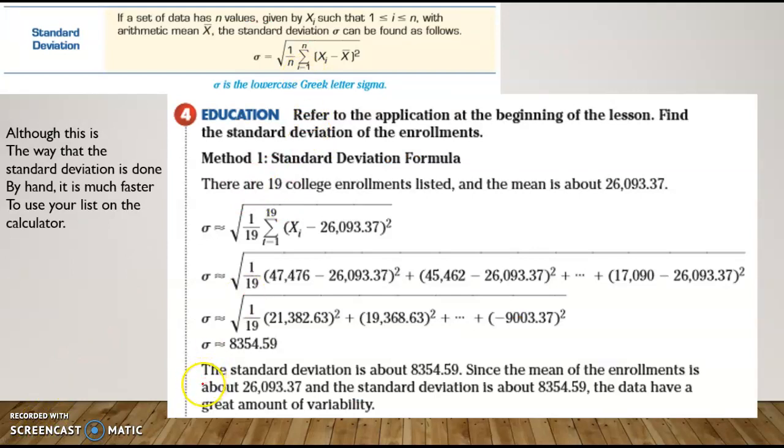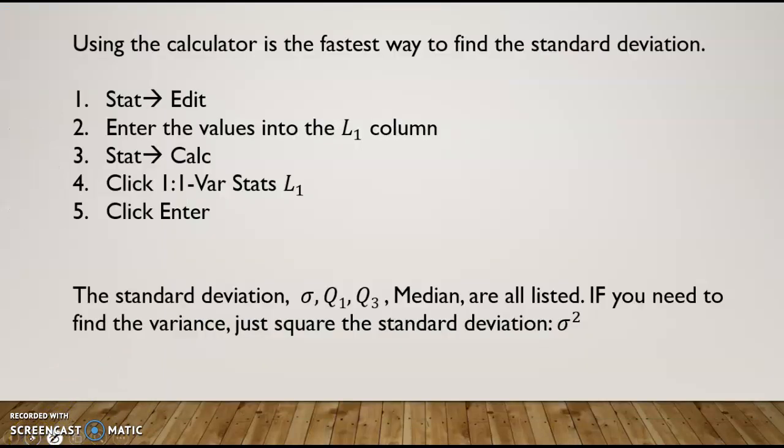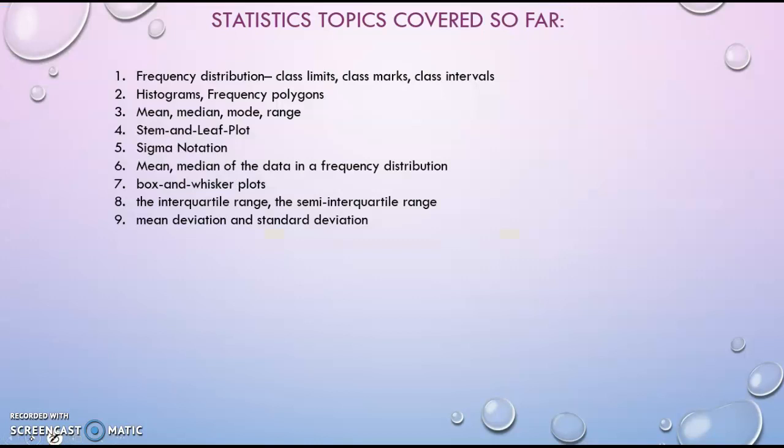I probably will start that next with the normal distribution. This is what we have covered so far, however: frequency distribution, histograms, mean, median, mode, range, stem and leaf plot, sigma notation, mean and median of the data in a frequency distribution, box and whisker plots, the interquartile range, the semi-interquartile range, and the mean deviation.